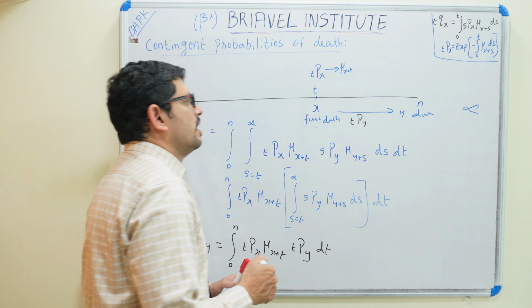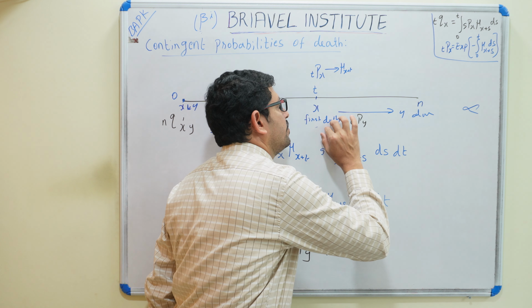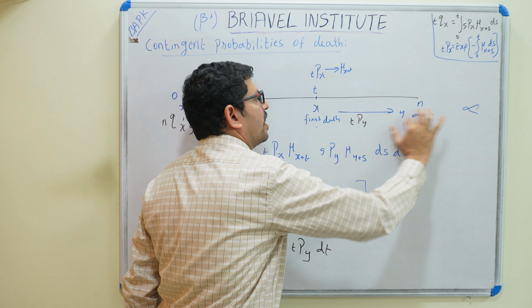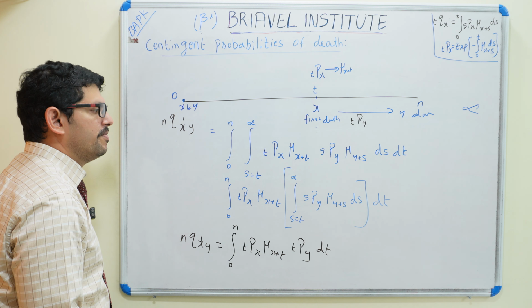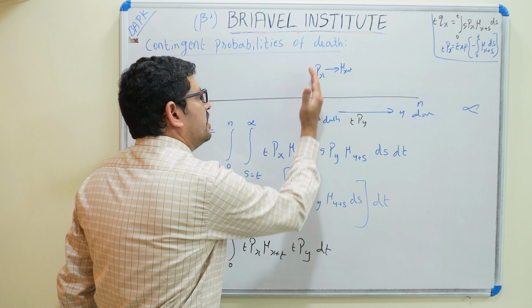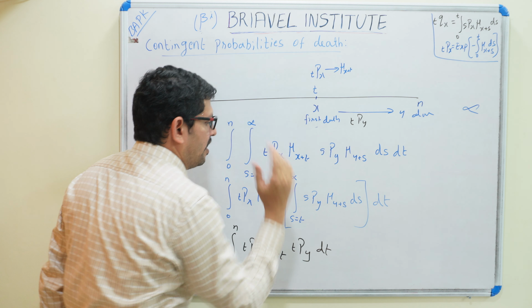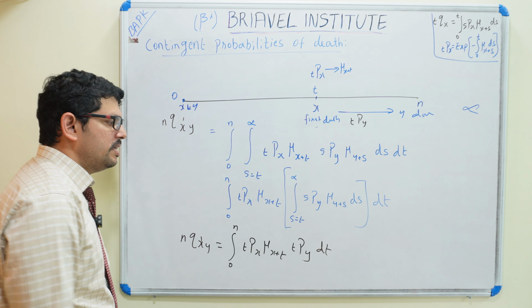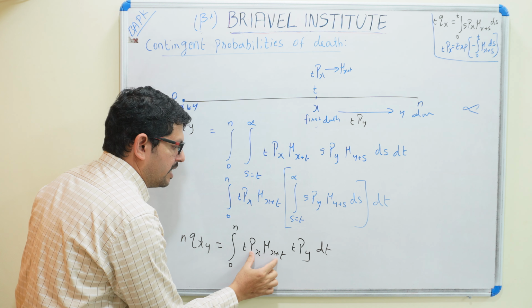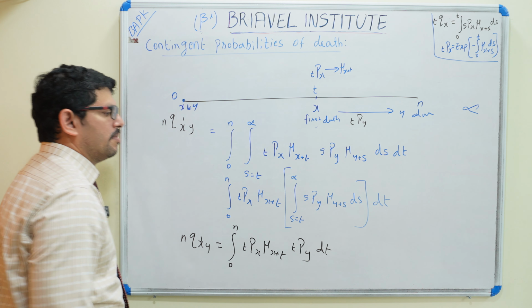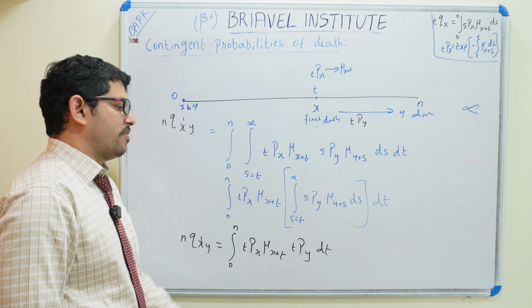We are not considering Y being alive from t to infinity. We are saying that Y is alive at the time of t, tpy. X is dying at the time of t, but Y is alive at the time of t. So it is a simplified formula.